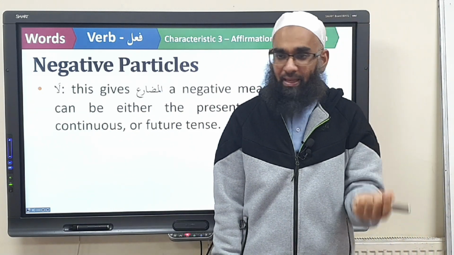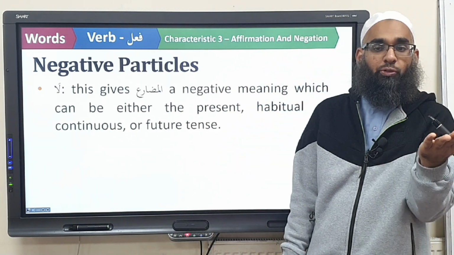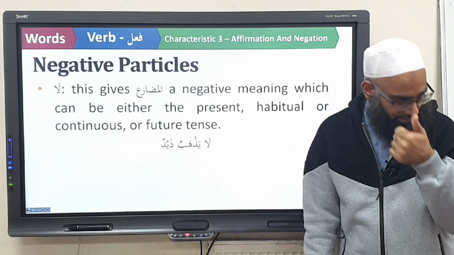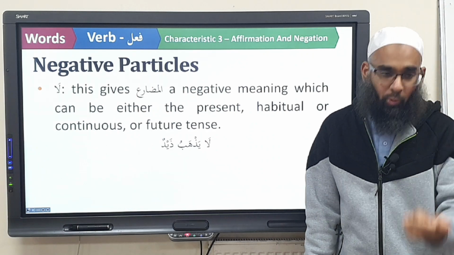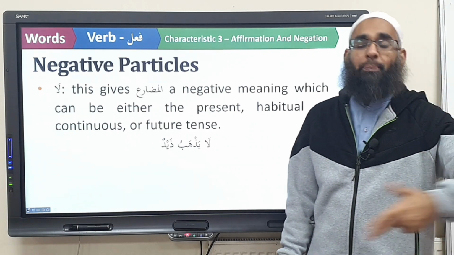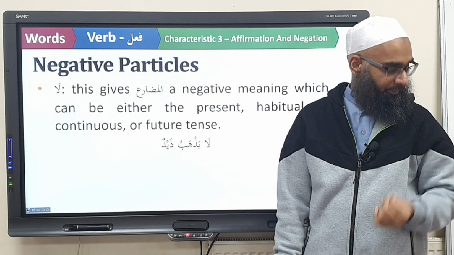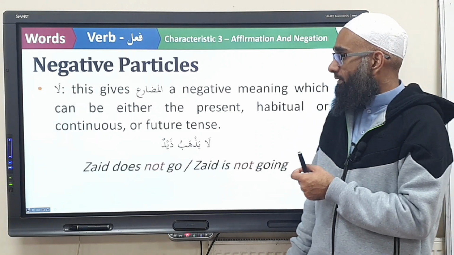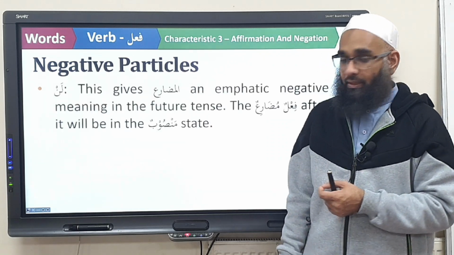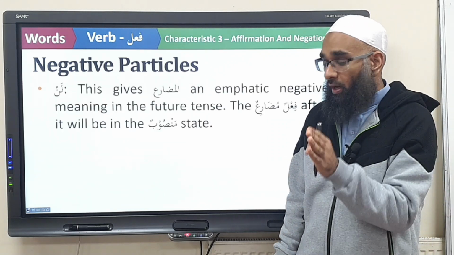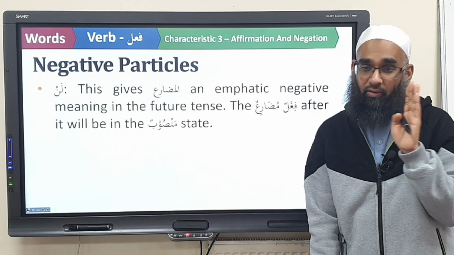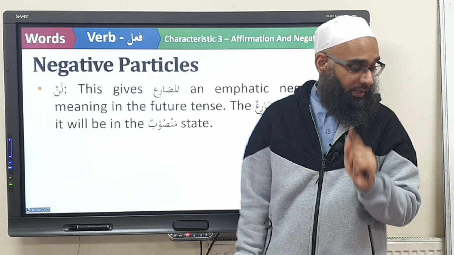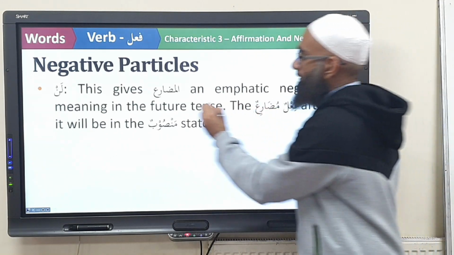La comes in mudari, it makes it negative, and it can have either tense, present or future. So for example, la yadhhabu Zaydun means what? Zayd does not go, is not going, or will not go, all depending on the context. But all three are possible. So far so good? Yes. And the last particle is lan. Lan makes the fa'al mudari negative. But in which tense only? Future.